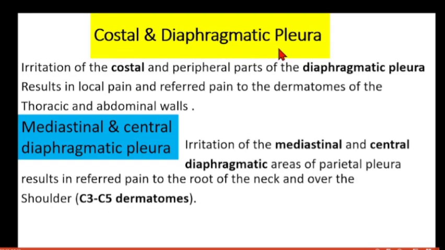Costal and diaphragmatic pleura. And this is the costal and diaphragmatic part of parietal pleura. Irritation of costal and peripheral parts of diaphragmatic pleura results in local pain and referred pain to the dermatomes of the thoracic and abdominal walls.